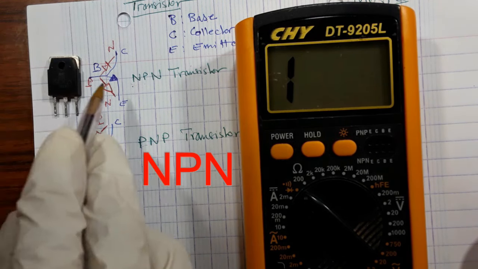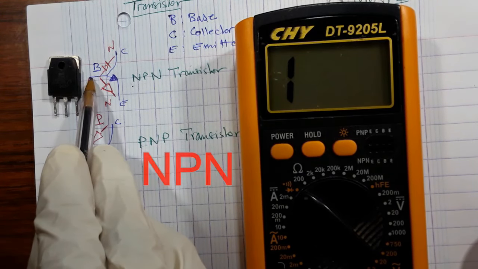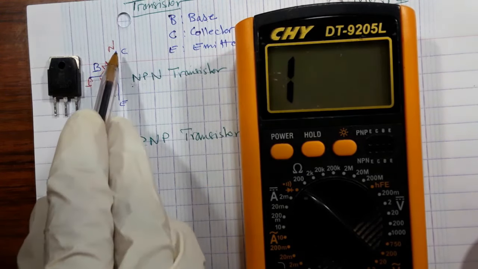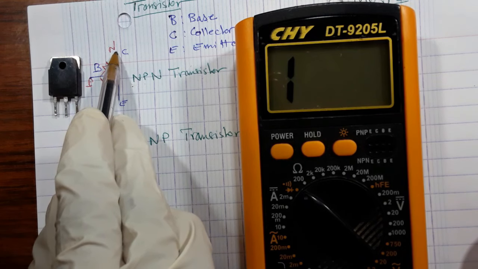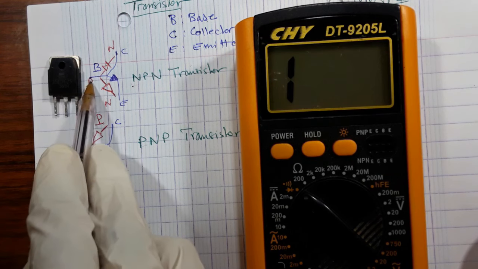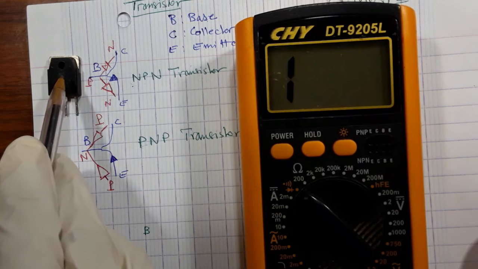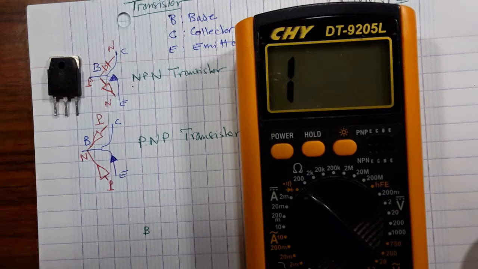This is a PNP transistor, because when we put the red probe here and the black probe here, we got the reading. But when we change the probes, so we put the black here and the red here, we didn't get any reading. So this is NPN transistor.